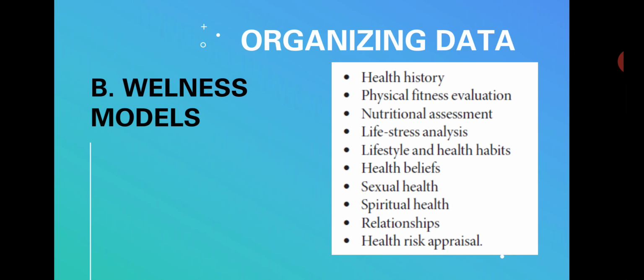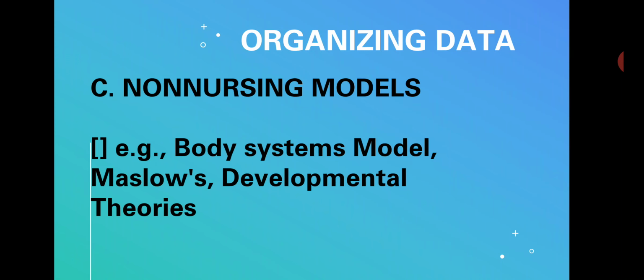Okay, so the next type of models in organizing data is the wellness models. Wellness models can assist clients to identify health risks and explore habits. Wellness models generally include the following aspects as shown here on the right. Examples are health history, physical fitness evaluation, and nutritional assessment.